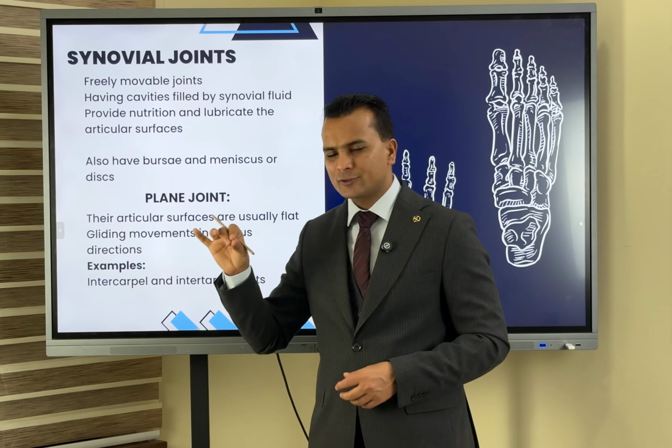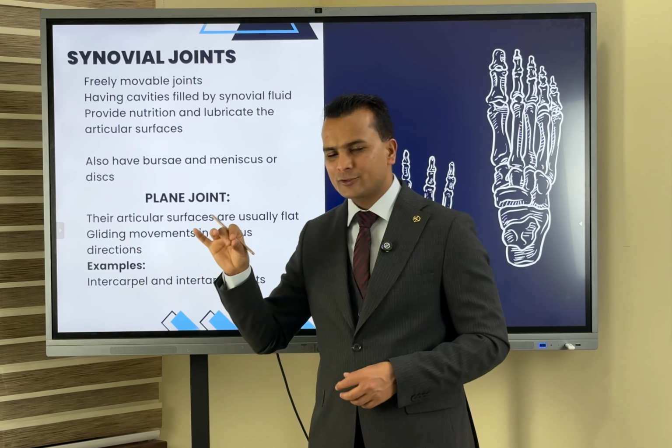Number one, here you can see the plane joint. The articular surfaces of the two bones are very flat, and that's why this is referred to as the plane type of synovial joint. The best example is the lateral side of the clavicle connecting with the acromion process. We also have the intercarpal and intertarsal bones, which are also examples of plane joints.